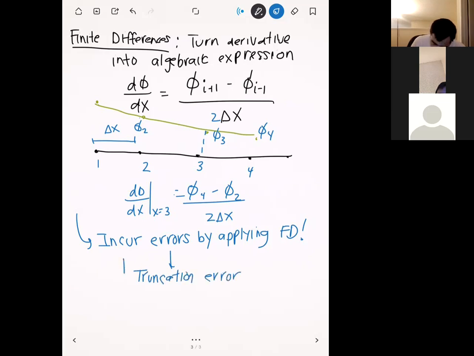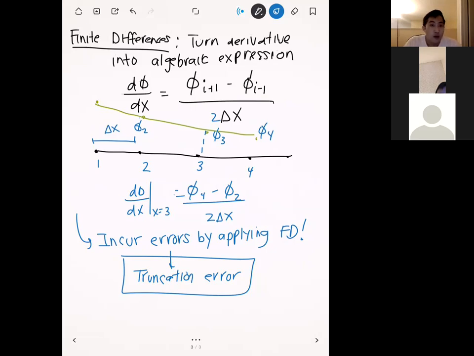The reason it gets that name is because we're essentially truncating the Taylor series. If you remember, we only considered the first few terms of the Taylor series approximation, but we just ignored everything else. By truncating all those other terms, even though their contributions might be small, they're still significant. The fact that you're truncating things off means that you're going to incur some errors due to that.